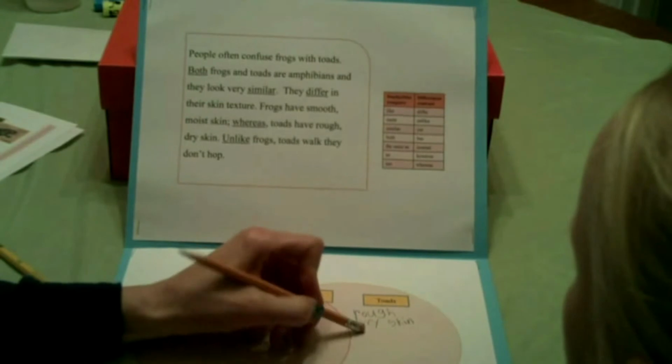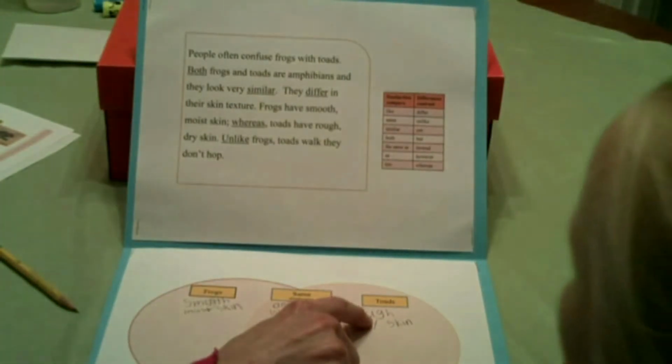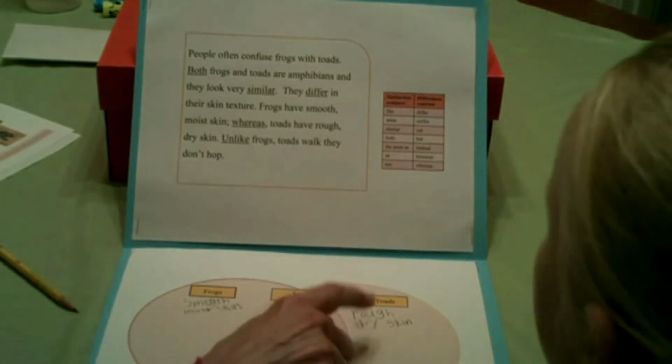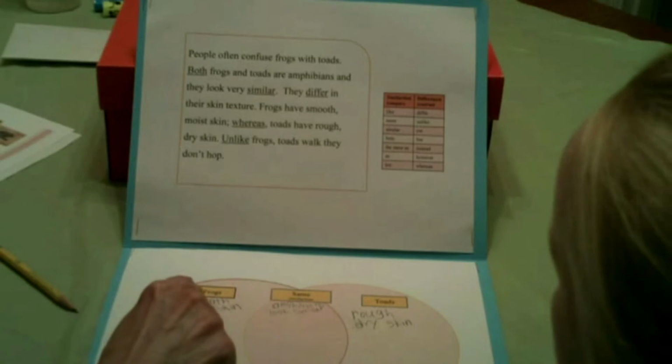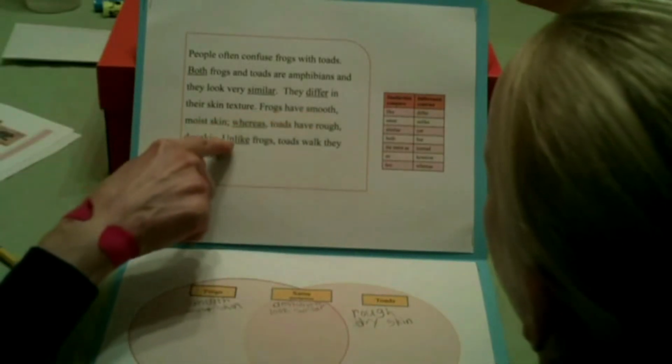And I'm going to make one quick change. You have a B here. We need what letter? B. Thank you. All right, let's read what toads have. Rough, dry skin. So that's different from smooth, moist skin. Let's keep going. All right, rough, dry skin.